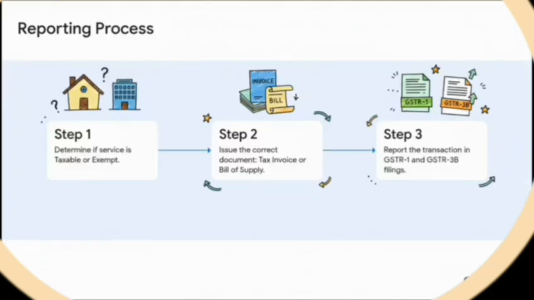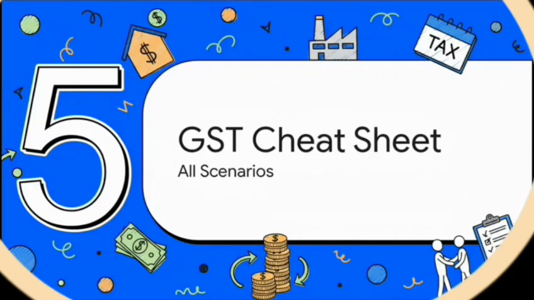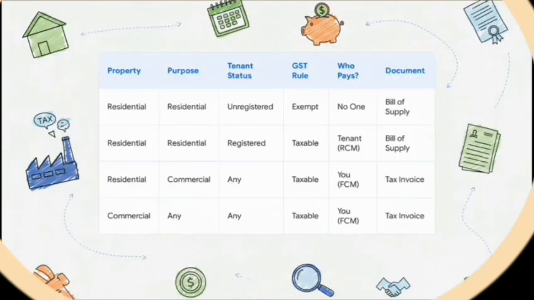So let's just break it down into a simple three-step process. Step 1. Figure out if the service is taxable or exempt using all the rules we just went over. Step 2. Issue the right document, either that tax invoice or the bill of supply. And finally, Step 3. Report the whole transaction in your GSTR1 and GSTR3B filings. You follow those 3 steps, and you're golden. Whew, we've covered a lot of ground, haven't we? So, to make it super easy, here's a little cheat sheet that pulls everything together for pretty much any rental situation you'll run into. Let's just do a quick run-through.